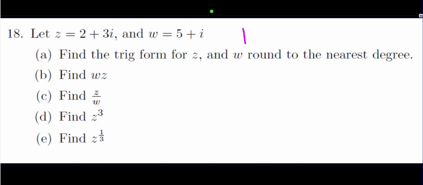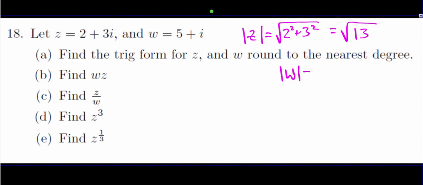We're going to need the modulus. It's like the magnitude, except now we got a different language here. This is the same as the magnitude. So we have 2 squared plus 3 squared. Okay, so this is the square root of 13. We can also get the modulus of w, which is 5 squared plus 1 squared, square root of 26. So there we have the modulus of both of those.